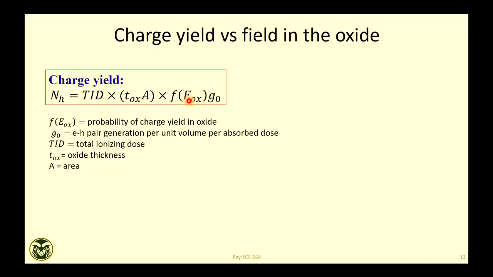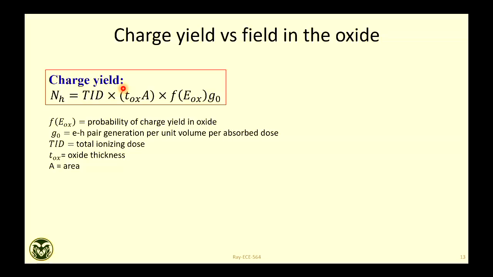Some electrons and holes can escape after radiation. If both can escape, then there is no effect. In some cases, the electron and hole can again recombine with each other. So then also there is no effect. So charge yield means the net charge yield after radiation.